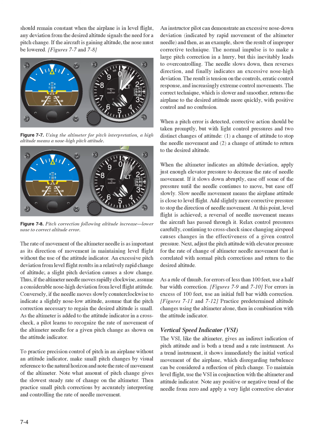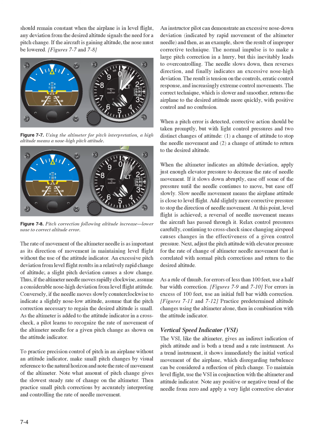An instructor pilot can demonstrate an excessive nose-down deviation, indicated by rapid movement of the altimeter needle, and then, as an example, show the result of improper corrective technique. The normal impulse is to make a large pitch correction in a hurry, but this inevitably leads to over-controlling. The needle slows down, then reverses direction, and finally indicates an excessive nose-high deviation. The result is tension on the controls, erratic control response, and increasingly extreme control movements.